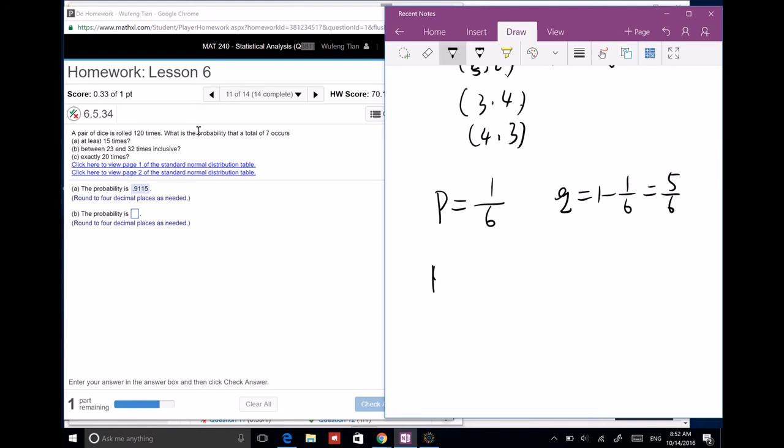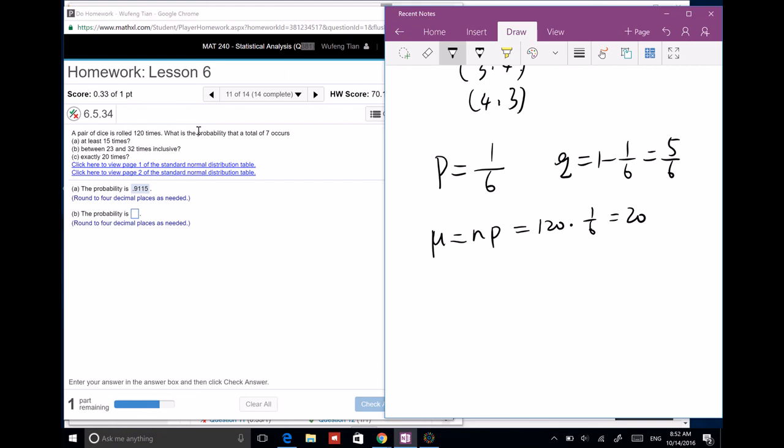Then the mu value equals np, which is 120 times 1 over 6, which is 20. Then you also get sigma equals the square root of npq, which is the square root of 120 times 1 over 6 times 5 over 6. You find the sigma. It's 600 divided by 36 and take the square root.